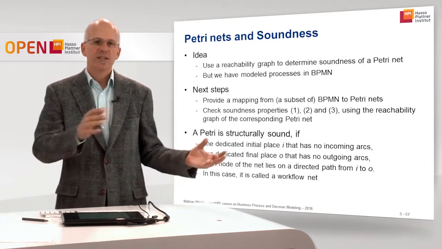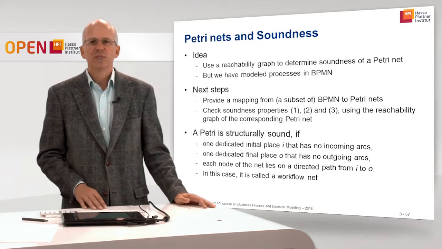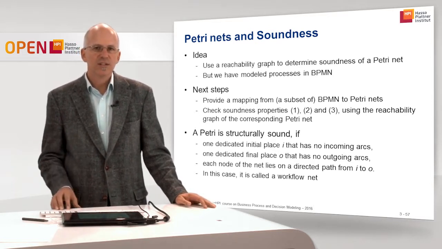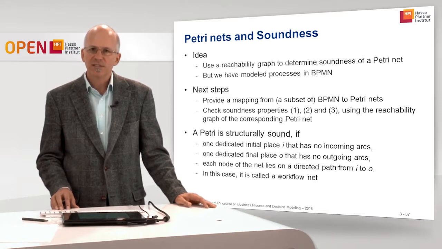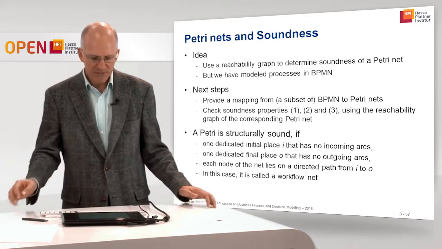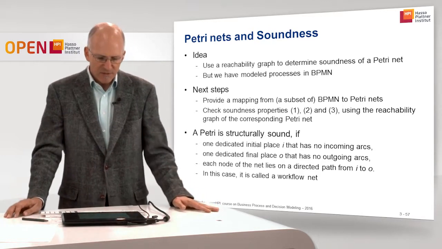On the one hand, we have the BPMN process models, which we would like to analyze. On the other hand, our techniques and our formal notations use Petri nets. So there is a gap, and in this video clip we would like to bridge this gap. So how do we do this?